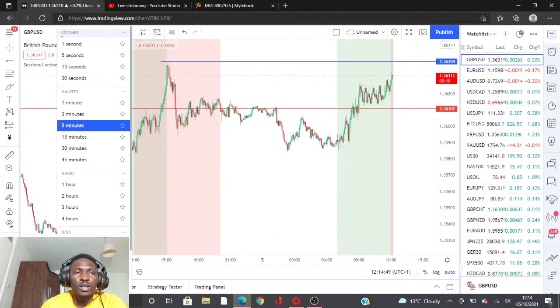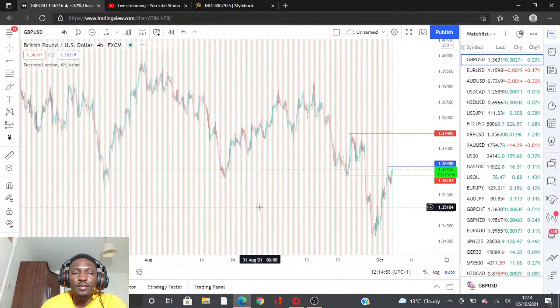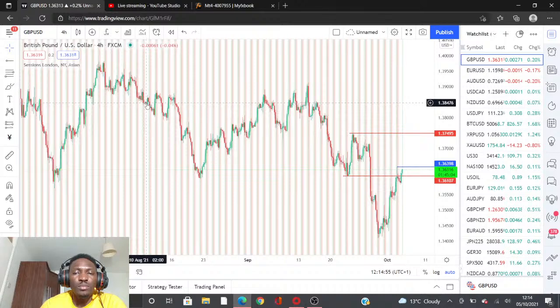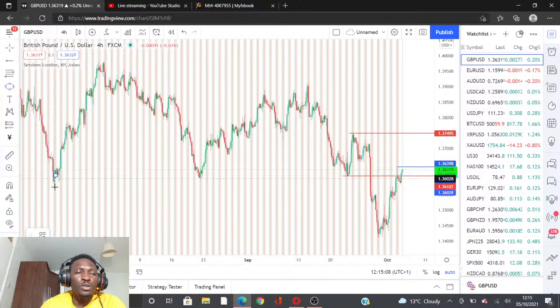But this is what I mean by understanding how the market moves and being patient, because it's not going to happen like that. It's not like the market will get to this point and then all of a sudden just drop. It doesn't work like that. The market needs to follow its rules as well. The market is a rule follower.